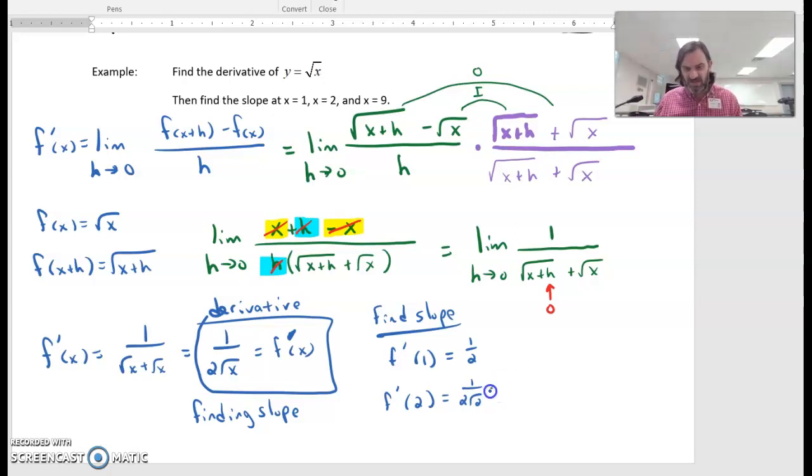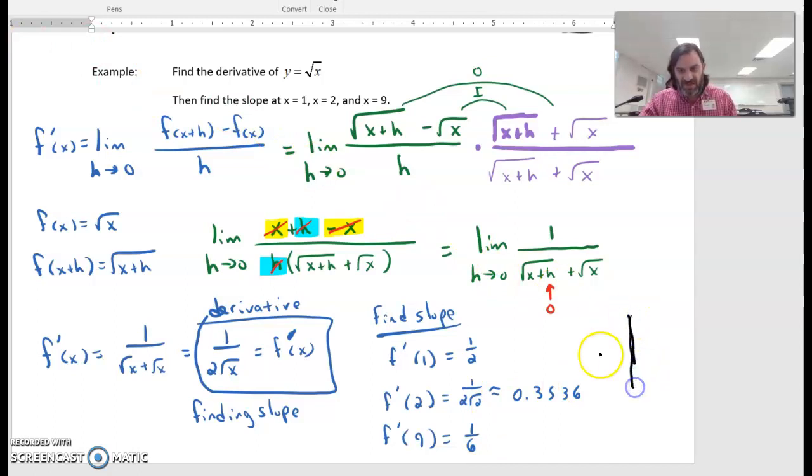If you like, I can put that in the calculator. We can just leave it like that, or we could rationalize it, but let's see here. It's 0.35, well, let's take it to 4 decimal places, 0.3536. And then the last one, when we plug in 9, we will get 1 over 2 times the square root of 9, so 1/6. So what we can see as we move further away from the origin, the slope is decreasing: 1/2, close to 1/3, 1/6.